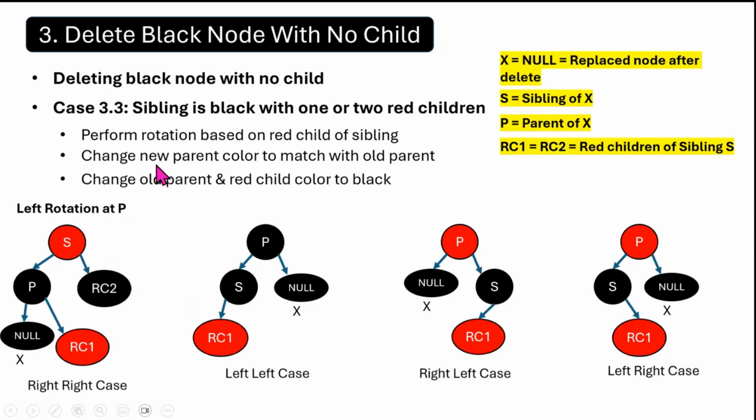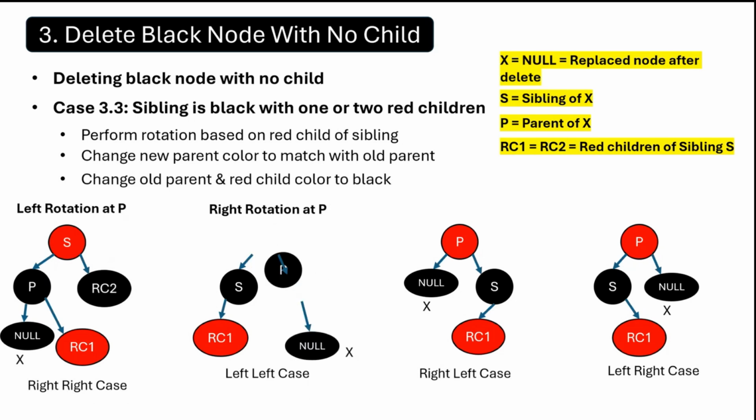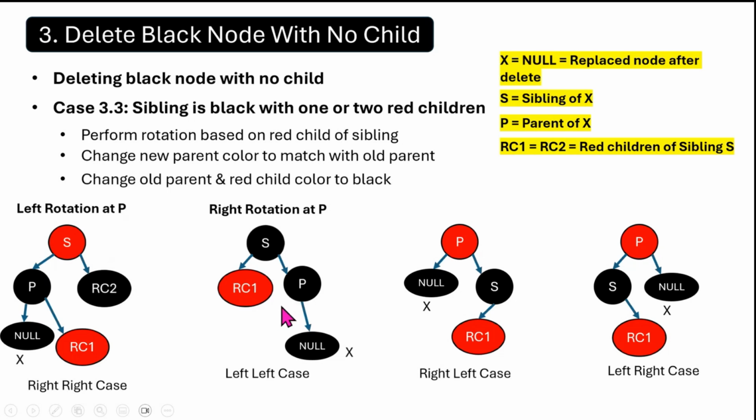So these two steps we apply for each type of case. For the left case, we do the right rotation. In right rotation, basically the left child becomes the new parent and the old parent becomes the right child of the new parent. And if the new parent had any right subtree, it becomes the left subtree of the old parent. Now for S, the new parent, it is already matching the color of the old parent. And we change the color of the old parent and the red child to black, right?